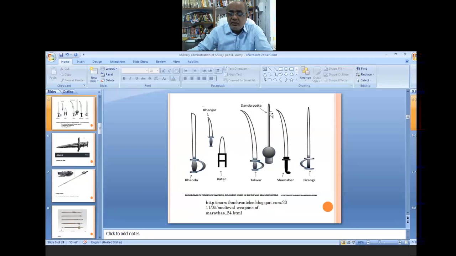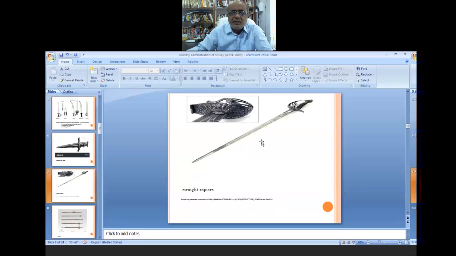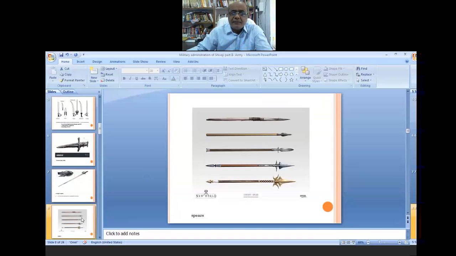This used to be a bit flexible blade, but it was very effective if a person was expert in wielding that danpatta. It's a bit long sword. The enemy could not come near the person who is wielding this danpatta. Then samshir, it's one type of sword, and firangi is a straight sword. Apart from that, this is a straight rapier. It's again a type of sword which has a little thinner blade and is straight.